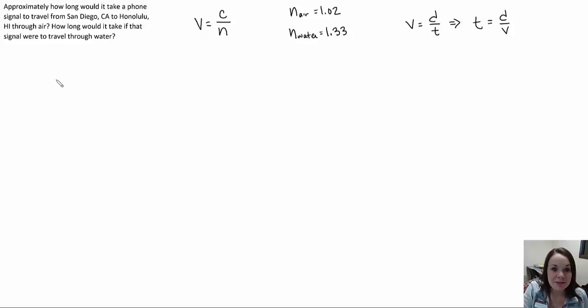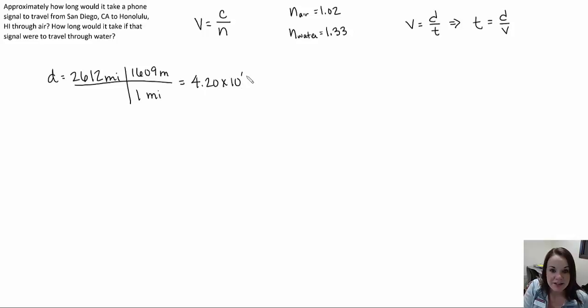it's going to be from San Diego to Honolulu, Hawaii. And I just Googled that, and I found that the distance between those two cities is 2,612 miles. Now I need to convert that to meters because we need everything in standard units. And when I convert that, we know that there's 1 mile, 1,609 meters. So when I multiply that out, I get 4.20 times 10 to the 6th meters. So that's the total distance from San Diego to Honolulu.